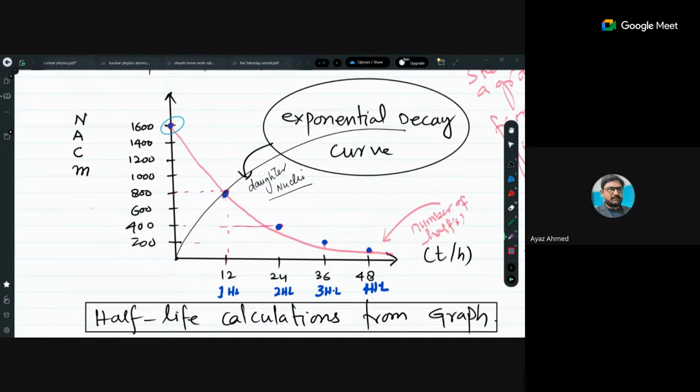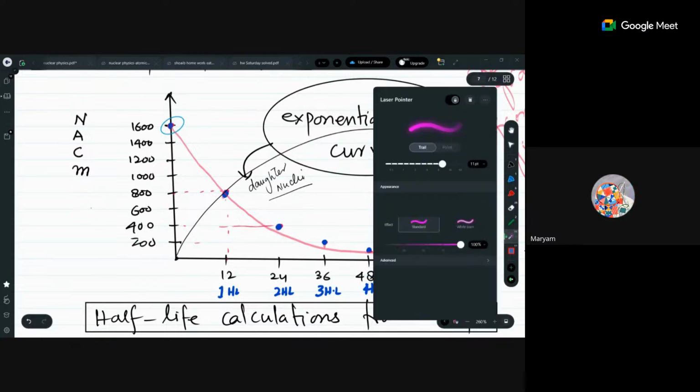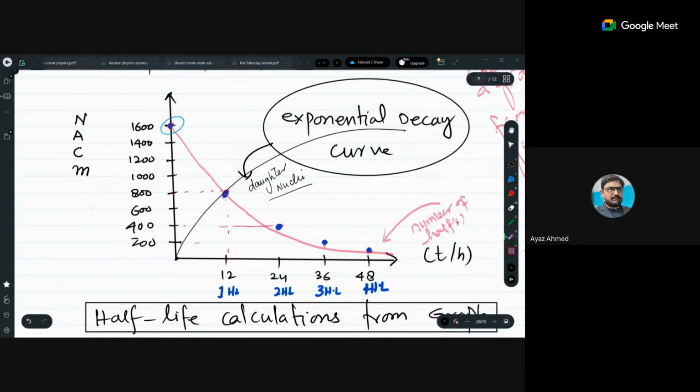Okay, now this was the graph I had to discuss. According to the half-life curve, you will get an exponentially decaying curve. For example, if this sample has a half-life of 12 hours, then I have put the intervals of 12, 24, 36, 48. This is time in hours. Or in other words, this is after one half life, two half lives, three half lives, four half lives. So this is in number of half lives as well.